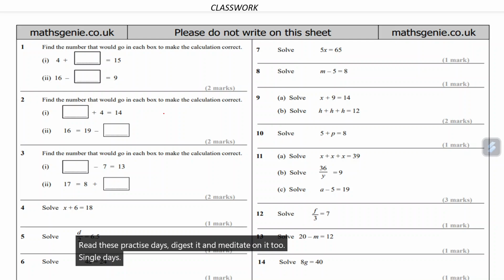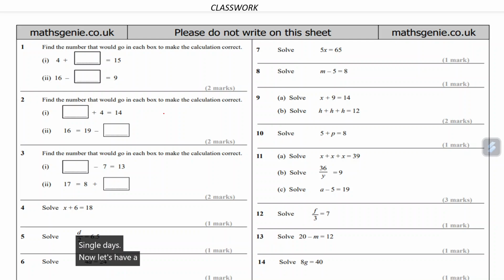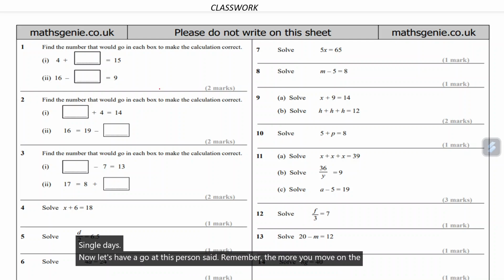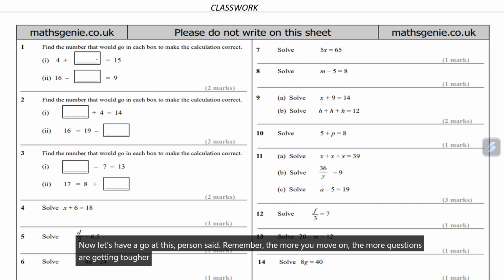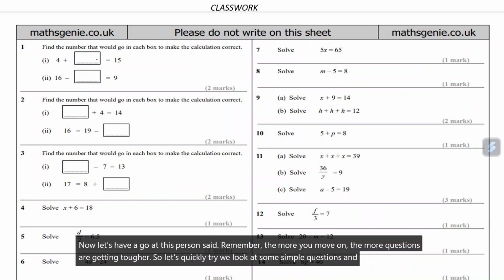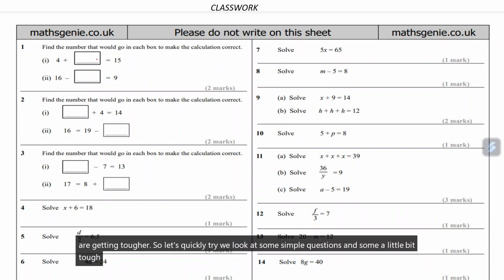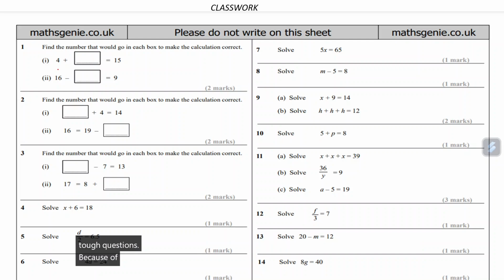Now let's have a go at this question here. Remember, the more you move on, the more questions are getting tougher. So let's quickly try. We look at some simple questions and some a little bit tough questions because of time. So let's look at this. What do we add to 4 to give us 15?